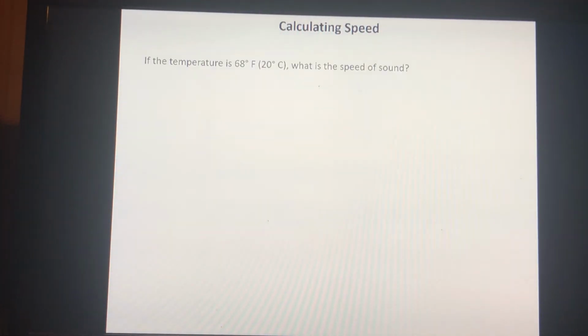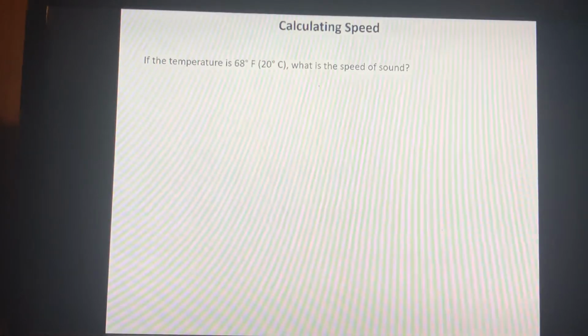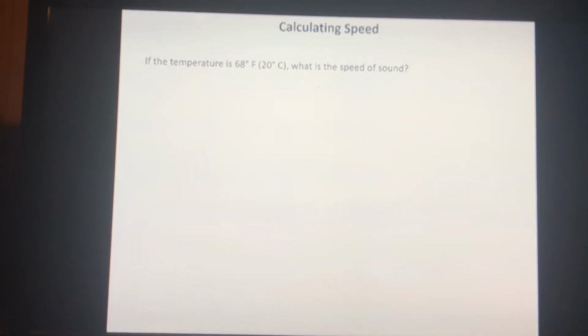All right. Let's do some calculating of speed. If the temperature is 68 degrees Fahrenheit, which is 20 degrees Celsius or centigrade, what is the speed of sound? Now, the first thing I want to point out is that Dr. Weil there put in 68 degrees Fahrenheit, and you don't have to worry about that at all. That information is just put in there to confuse you. And so you're too smart for that. You're not going to be confused. You're going to look at that 20 degrees Celsius, and you're going to know that that's what we need to use when we do our calculation for speed.